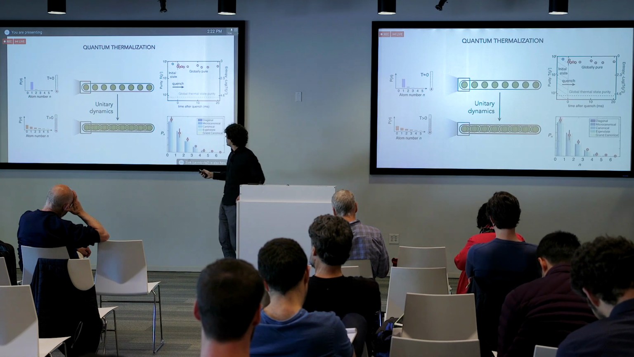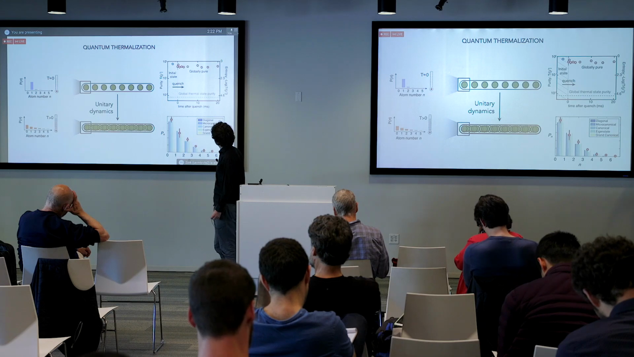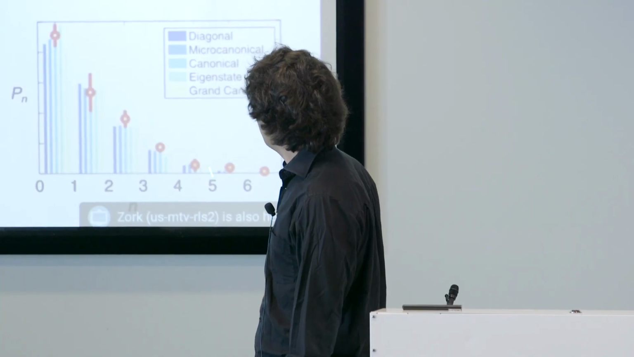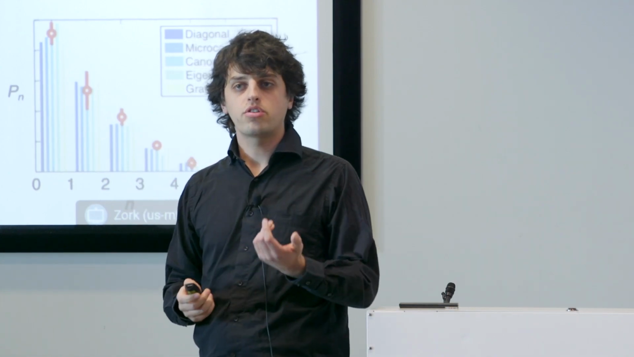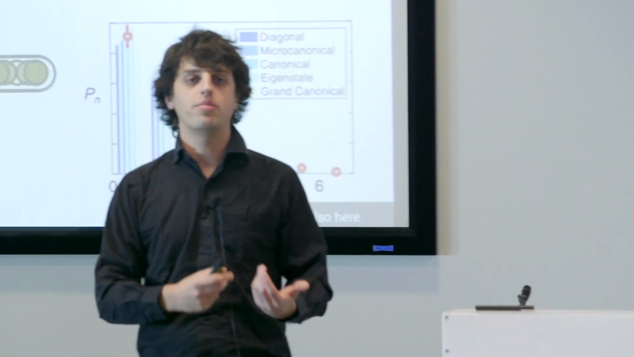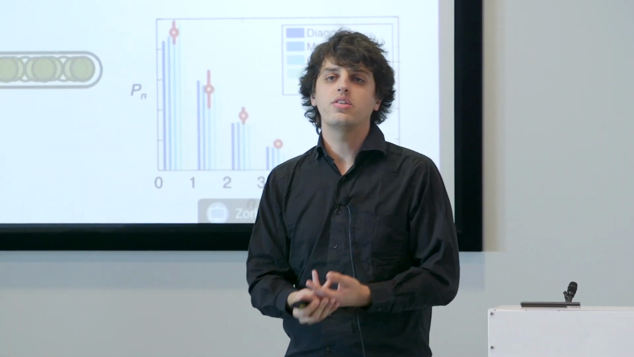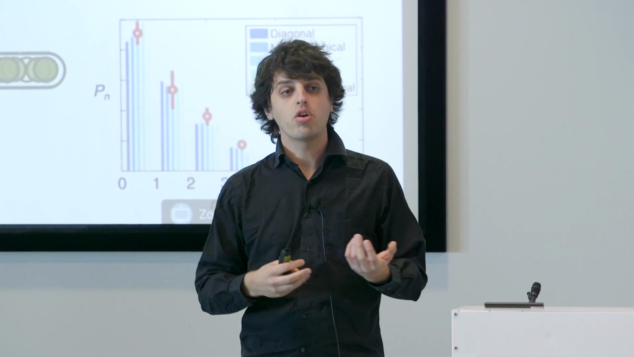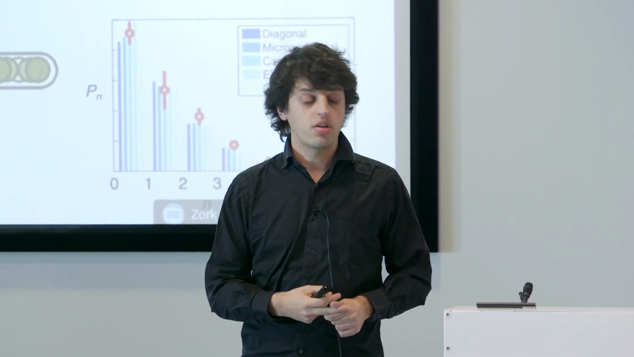However, on the local scale, after some evolution time, we find that the atom number distribution on each lattice site actually resembles very much that of a thermal ensemble. So the overlap with a thermal ensemble is more than 99%. We have a really very thermal system, although it's so small. Local observables already behave very thermally.